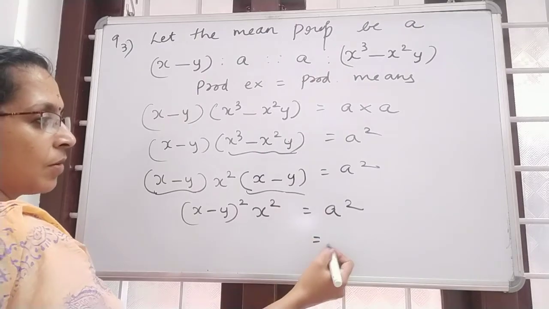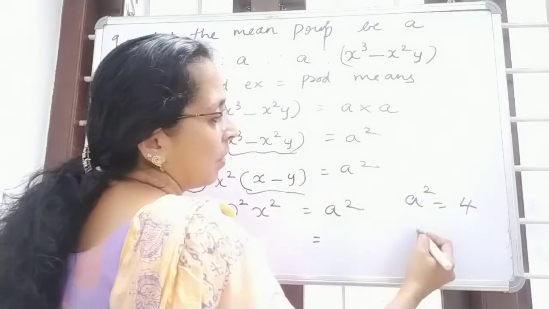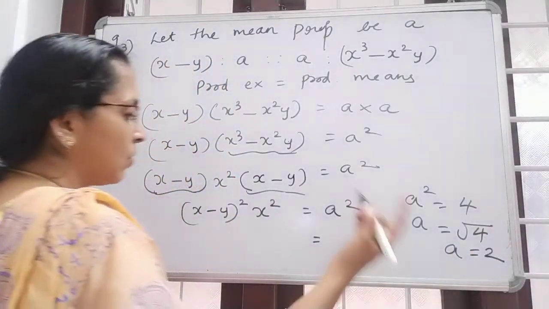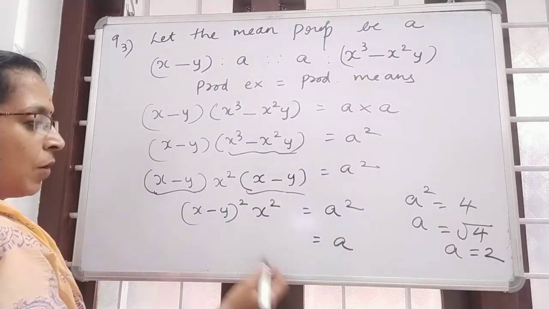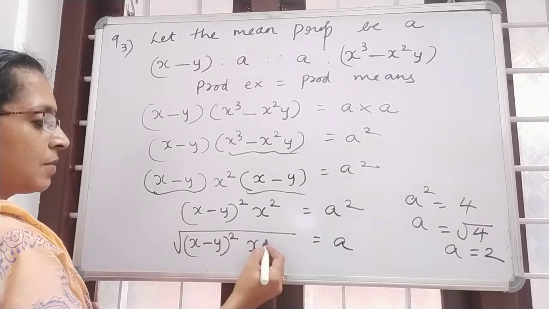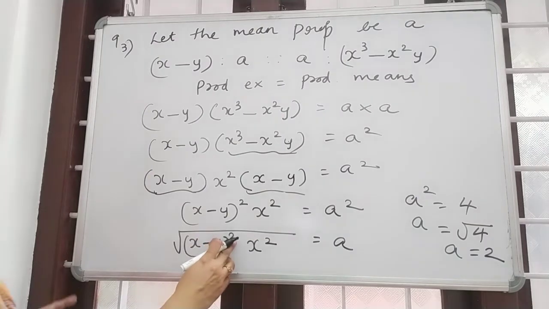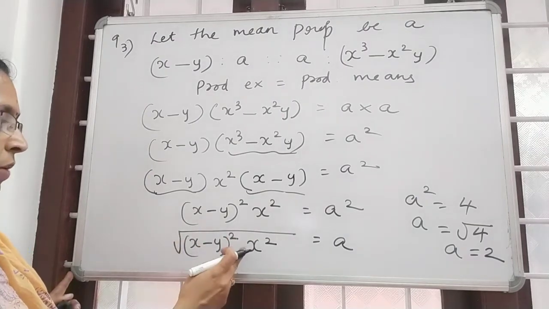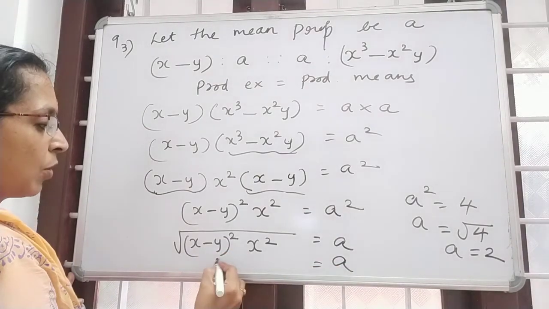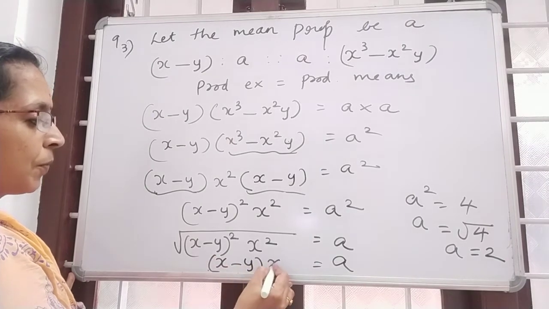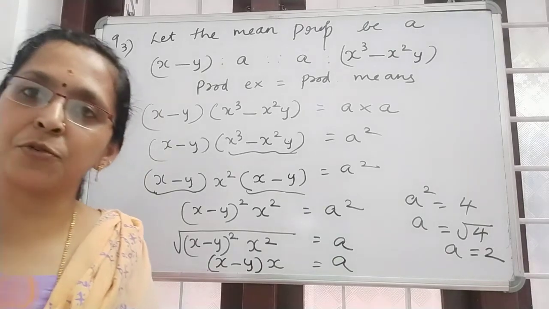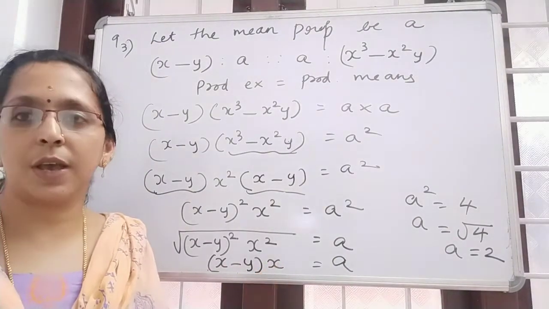So we want to find A, the root. Suppose A square is equal to 4. What will be A? A is equal to root of 4, that is 2. So in the same way we find A. A is equal to root of x minus y the whole square into x square. Already we discussed, square means if you take the root, whole raised to 1 by 2, that 1 by 2 will cancel. So the answer is x minus y into x. Therefore, the mean proportion is x minus y into x.